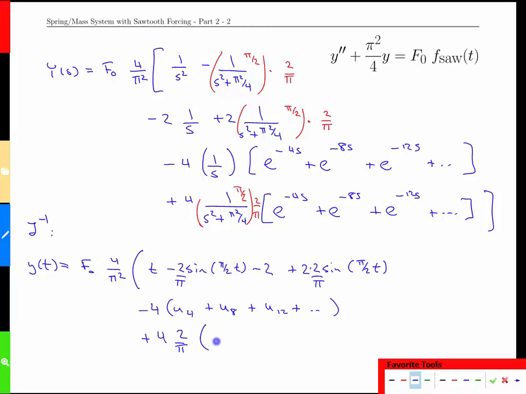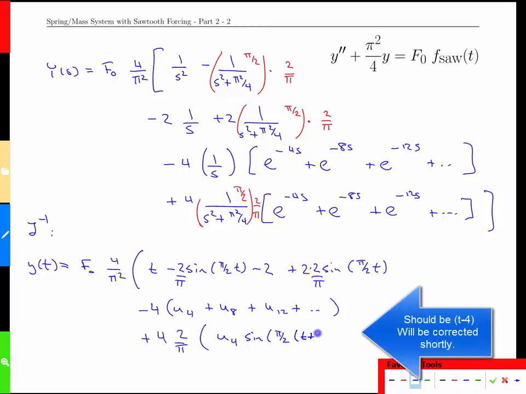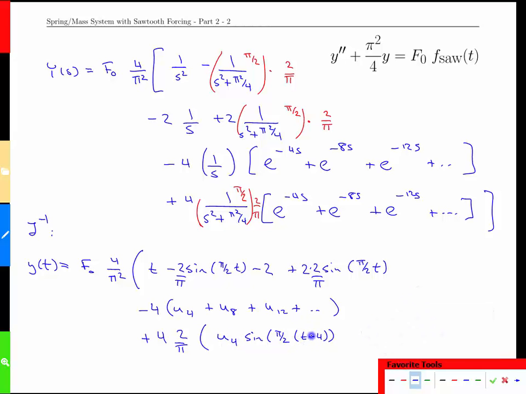Now this one's a little more interesting. We have u4, this is a sine function, pi over 2, but it's going to be t plus 4. The step function here, this exponential, gives us the step and a shift. And careful, it's t minus 4 when we're doing the inverse transform. And then we'll have u8, same structure, pi over 2, t minus 8, plus u12, sine of pi over 2 times t minus 12, plus and so on.